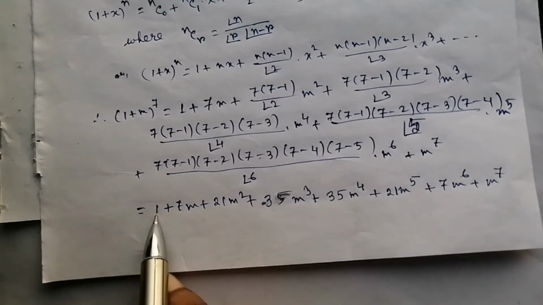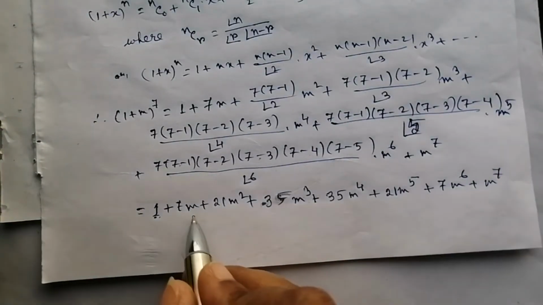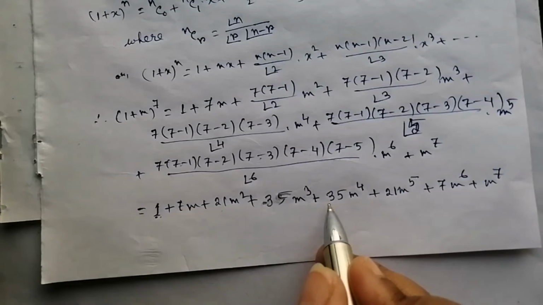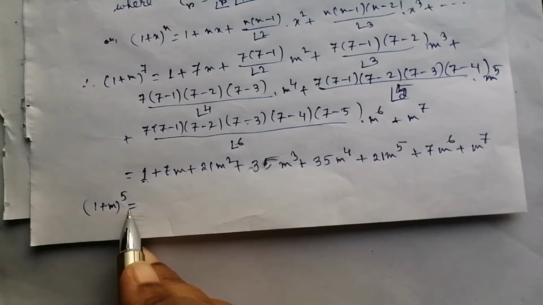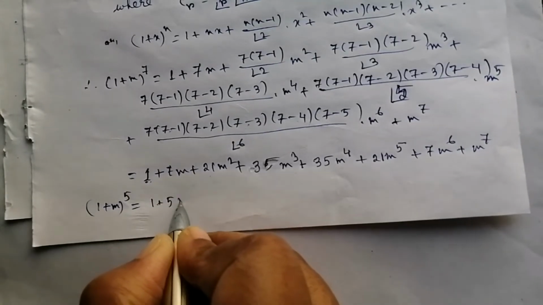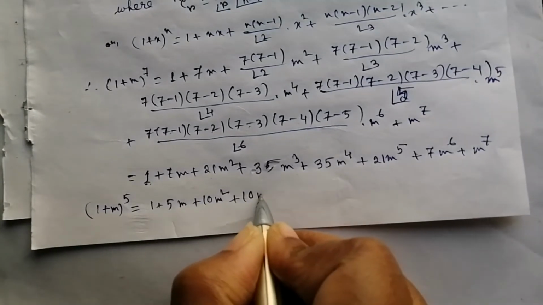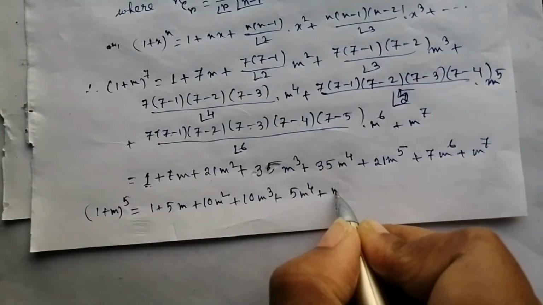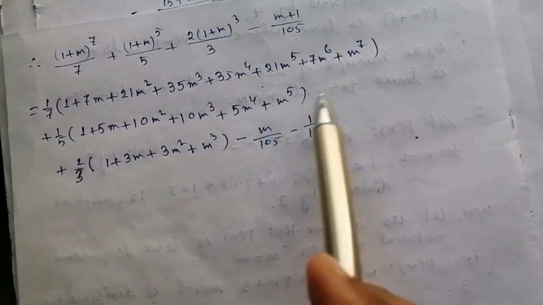You see there is the term 1 and the coefficient of m cube is 35. The coefficient of m is 7, and the coefficient of m to the power 6 is 7. Then 21, 21, 35, 35. In this way we get 1 plus m whole to the power 5 equal to 1 plus 5m plus 10m square plus 10m cube plus 5m to the power 4 plus m to the power 5. Expand all the terms and finally we get this.